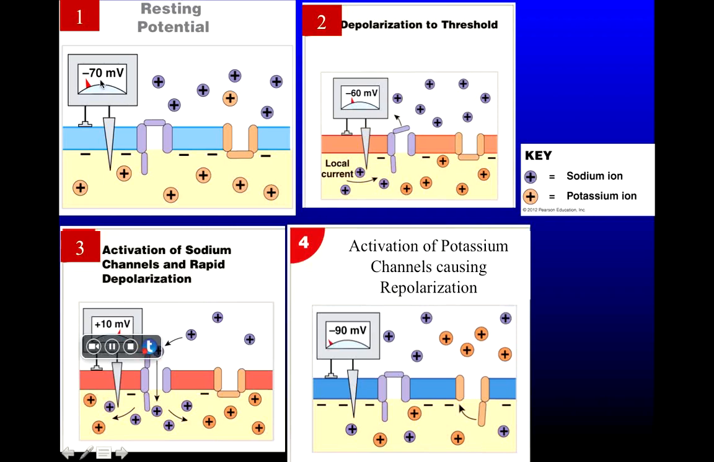Is that where we are at rest? No. We're at negative 70. What's going to get it to negative 70? The sodium-potassium pump is what maintains this negative 70. So we'll go back to rest until what? Another stimulus comes in, another change. And we'll keep doing this as long as there's a change. When you stop the change, this is where we stay.